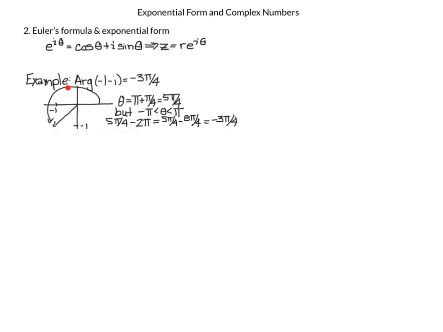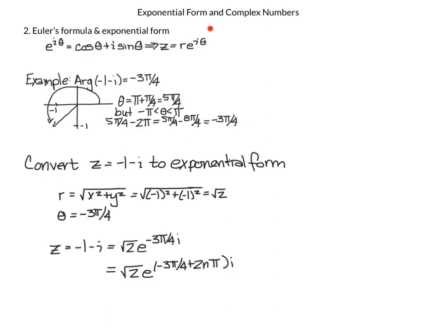I'm going to use the same example that we just did where we looked at negative 1 minus i, and we found that its principal argument was negative 3 pi over 4. I'm going to use this principal argument to express negative 1 minus i in exponential form, which we derived earlier in this video to be z equals r e to the i theta. I'm going to convert my z equals negative 1 minus i to exponential form. To put it in exponential form, I need to find r and theta, and actually we've already found theta, so really what we need is r.